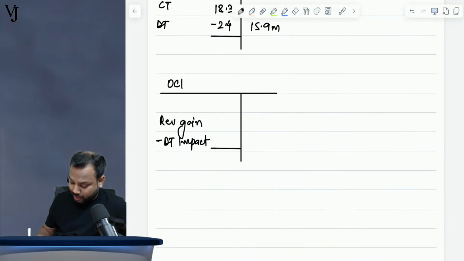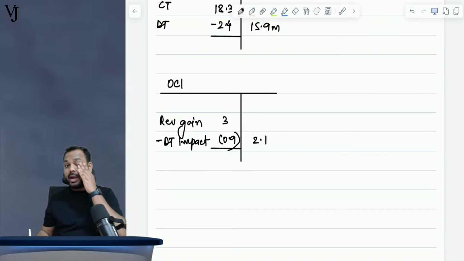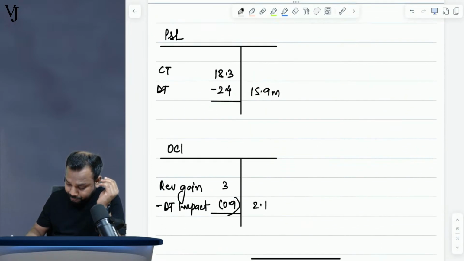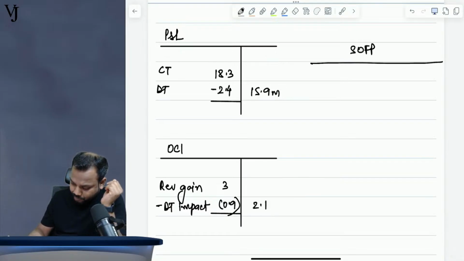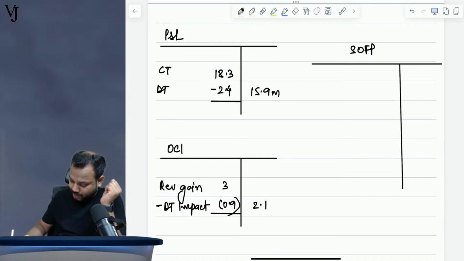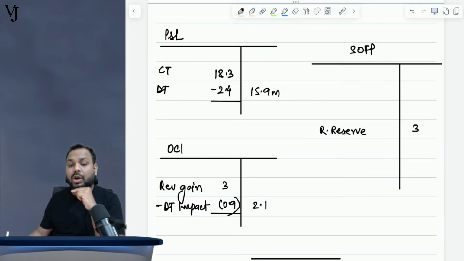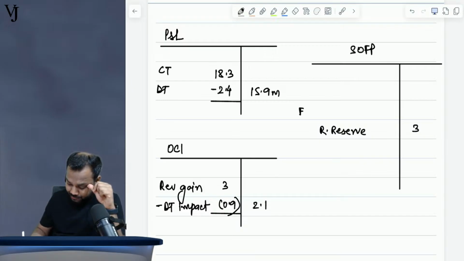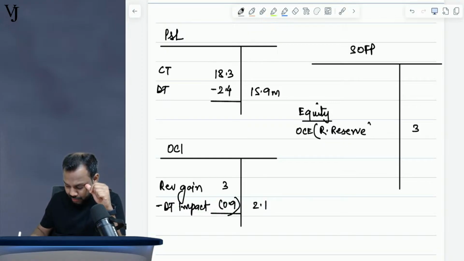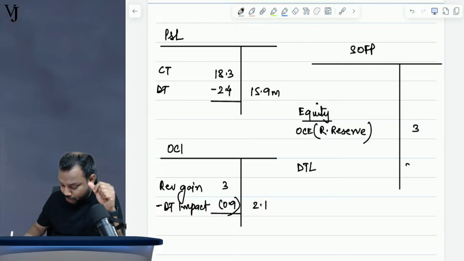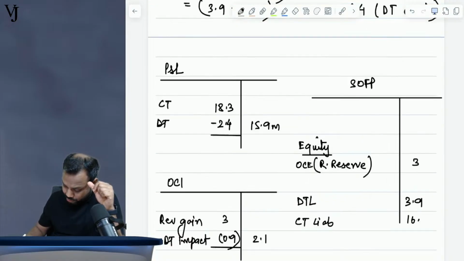Now, in other comprehensive income, we record a revaluation gain of 3, deferred tax impact of 0.9, and hence the net amount of 2.1. Now, in SOFP, you record two things. Understand? You will record revaluation reserve. How much? 3 million. You will record revaluation reserve 3 million under equity, other components of equity. Then under deferred tax liability, you will record 3.9. Under current tax liability, you will record 16.2, right?